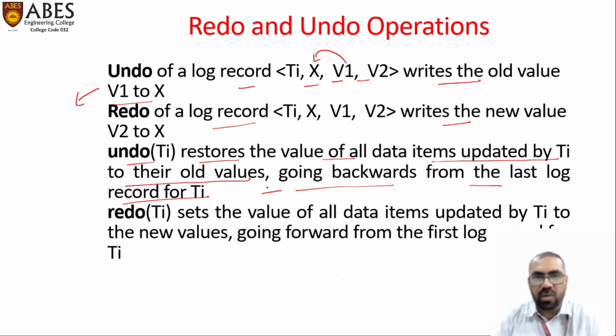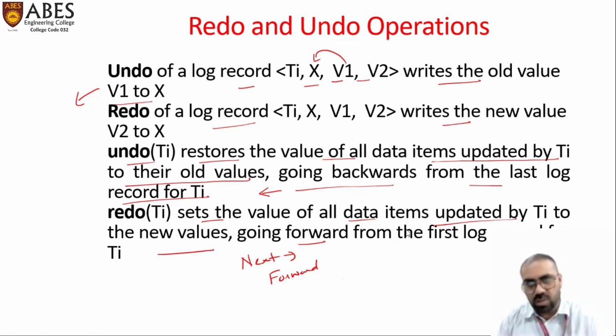So basically we are going back and updating the records, and redoing means moving forward to the next value. It's written here: redo(Ti) sets the value of all the data items updated by Ti to the new values, going forward from the first record of Ti. It's the same thing like Ctrl+Z and Ctrl+Y: we're going to the next part or we are undoing and redoing. Okay.